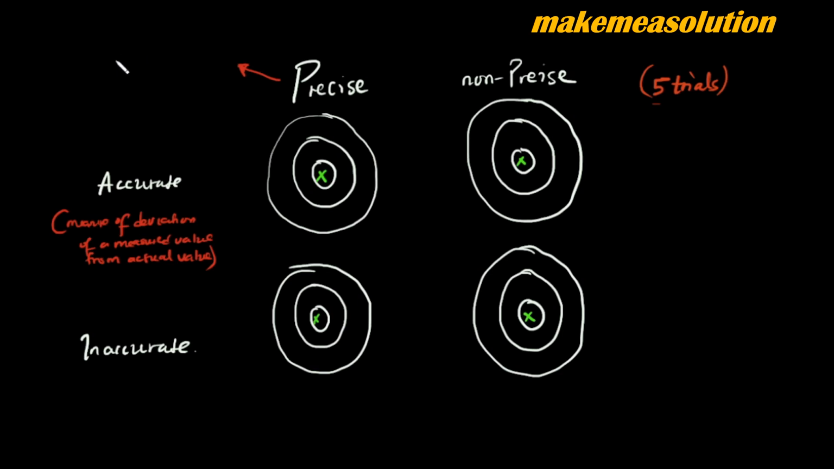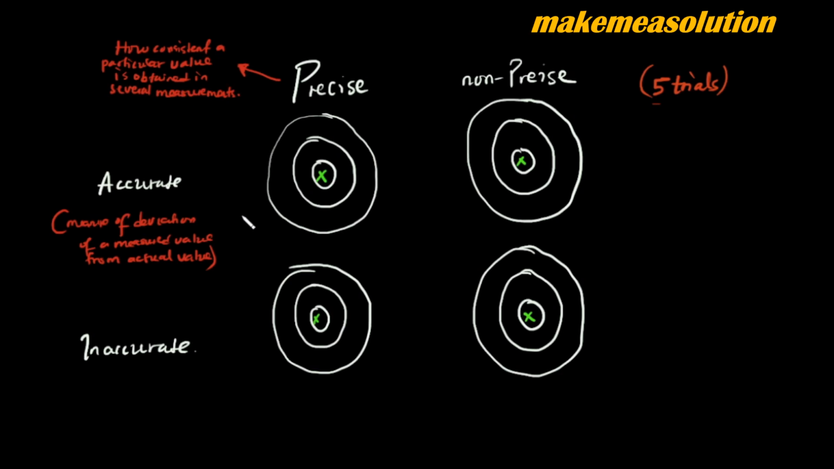So precision is trying to tell me how consistent a particular value is obtained in several measurements. So that's precision. How consistent is a particular value obtained when I carry out several measurements?